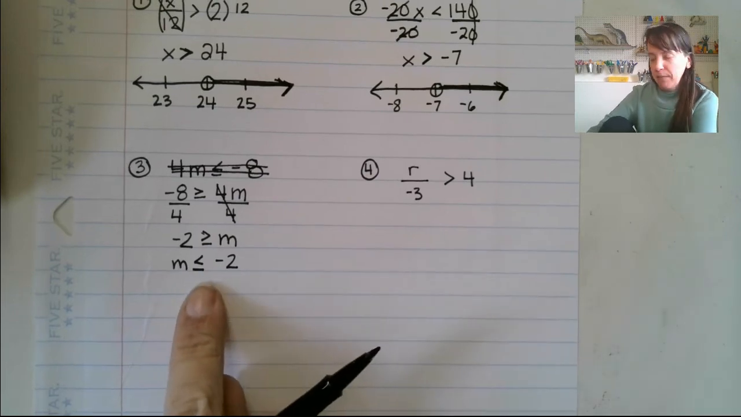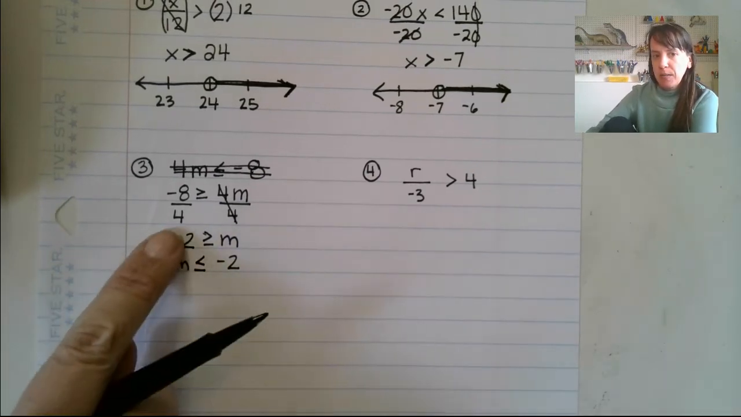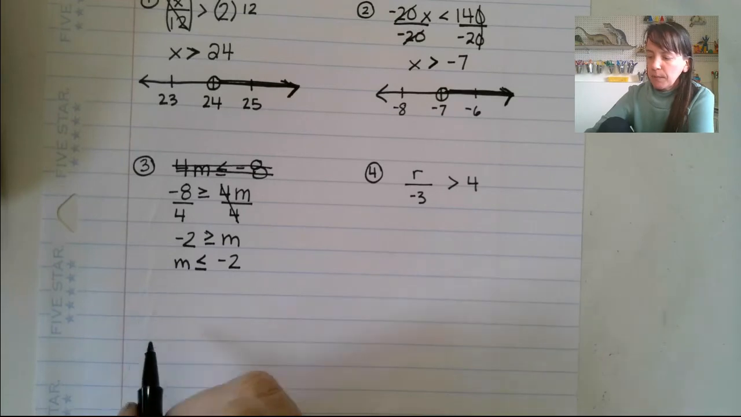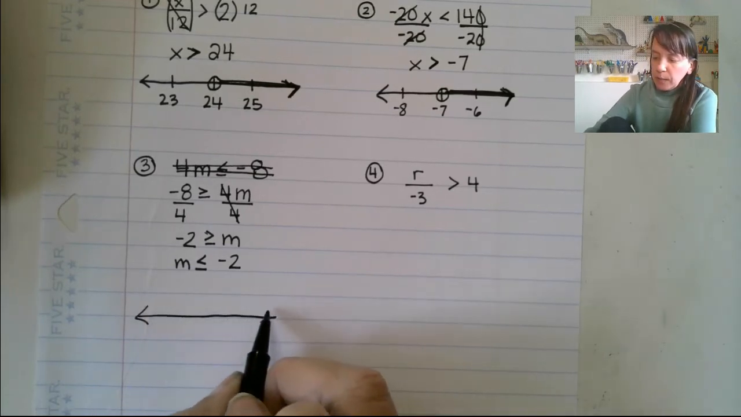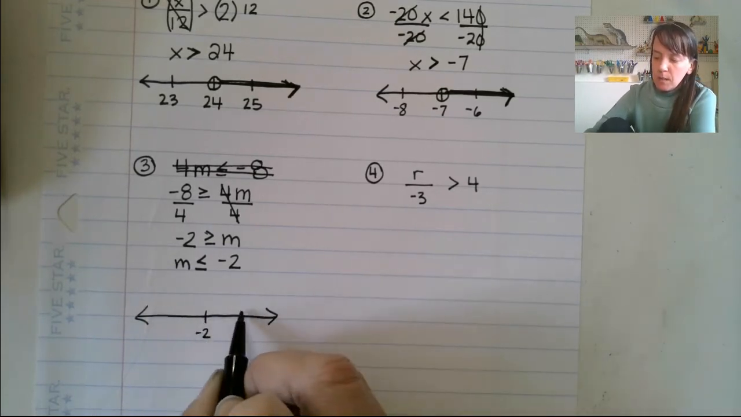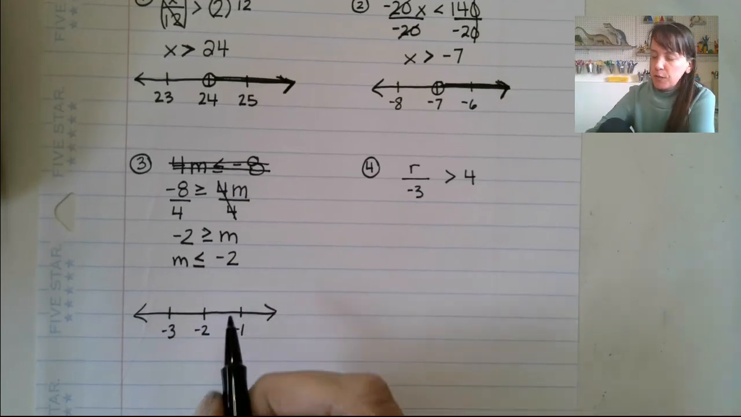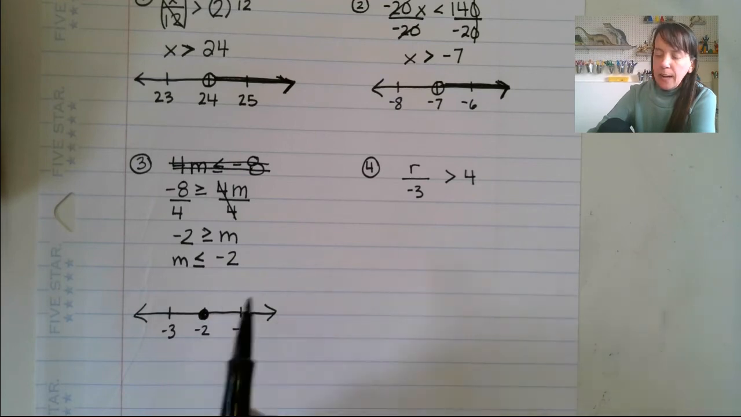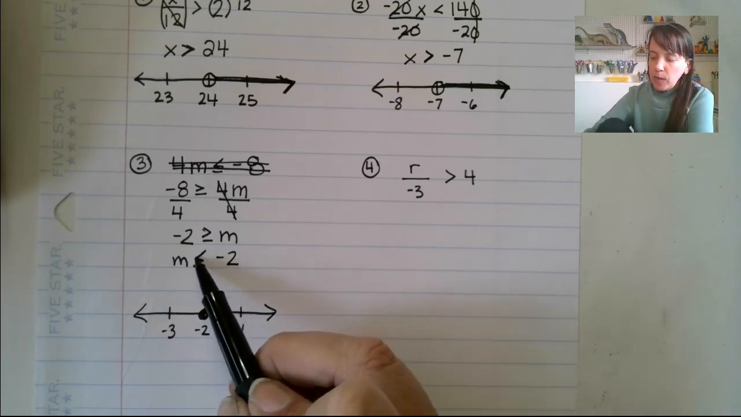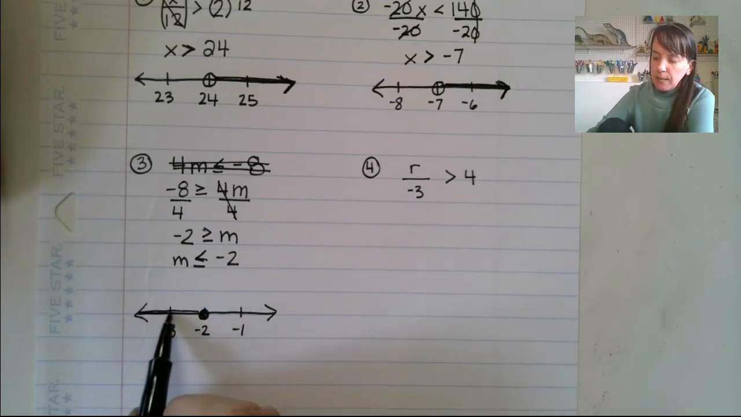Now we're ready to graph it. Don't try to graph it when it's in the other order because it gets a little bit confusing. So we draw out our line, we put our negative 2. This gives us negative 1. This gives us negative 3. This time it's going to be a closed circle on negative 2. And now that we've written it correctly, you'll see that the arrow is pointing to the left. So we're going to be shading to the left.